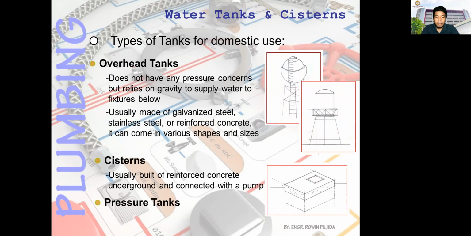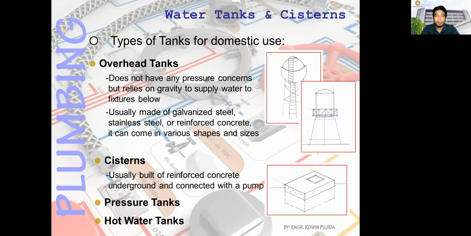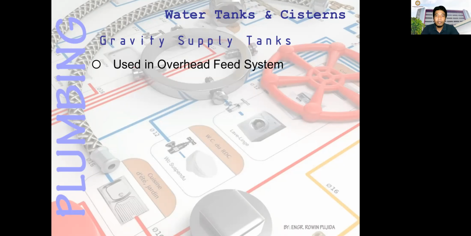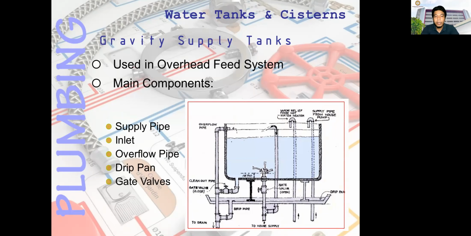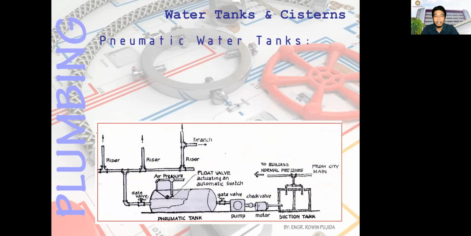Next are the pressure tank and hot water tank. These are the types of tanks for domestic use. The gravity supply tank is used in the overhead feed system. These are the main components of this type of tank, so this is the diagram. You can just go through this diagram since you already have the slides: supply pipe, inlet, overflow pipe, drip pan, and the gate valves. This is for the pneumatic water tank.